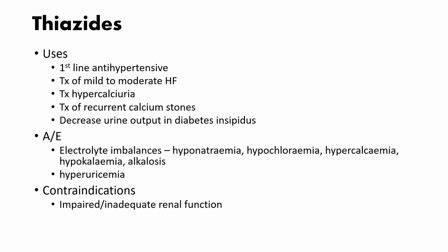We also get hyperuricemia. So hyperuricemia is increased uric acid basically, and the reason for this is because the thiazides inhibit the organic anion transporter that transports uric acid from the bloodstream into the tubule. So the uric acid just builds up in our body, which makes us more likely to get gout or exacerbate gout.